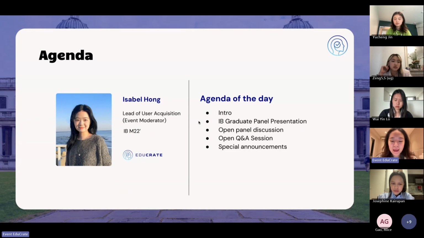Now zooming into episode 2, here's the agenda. I am Isabel. I'm currently the lead of user acquisition at EduCrate and also your event moderator of the day. I am an IB graduate myself from class of 2022. So today you can expect from us 3 very intelligent and knowledgeable panelists sharing their experiences on how they started their university applications. And then we will open the floor to everyone who has any questions for our 3 panelist speakers. You may want to stay to the very end because we have some special announcements that you probably don't want to miss out on.